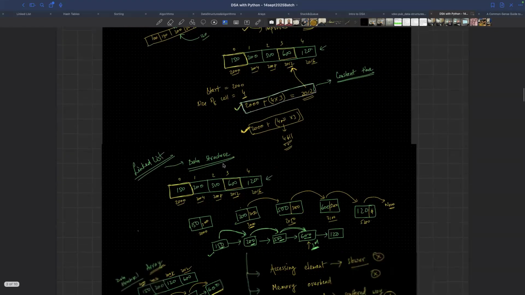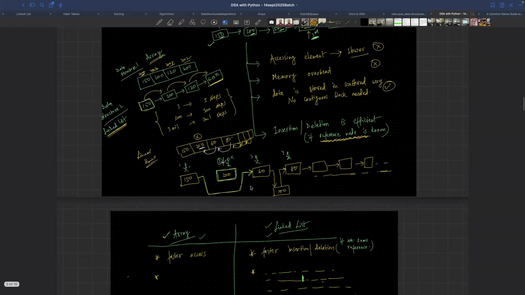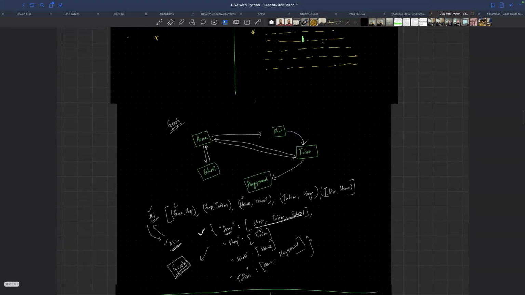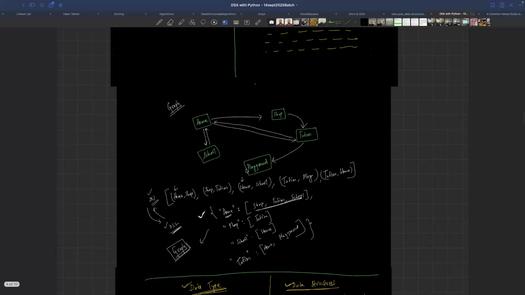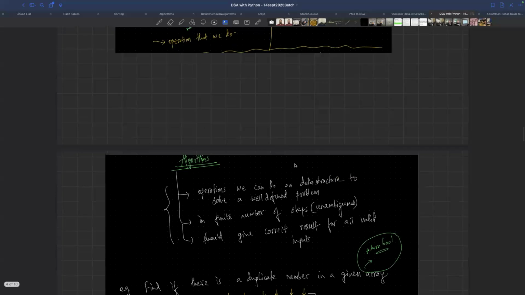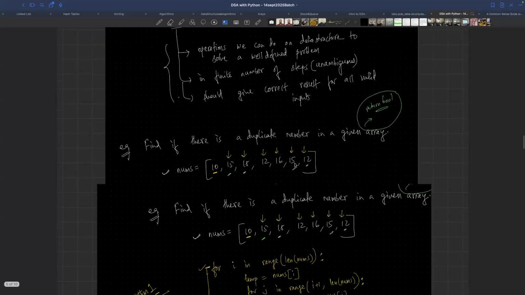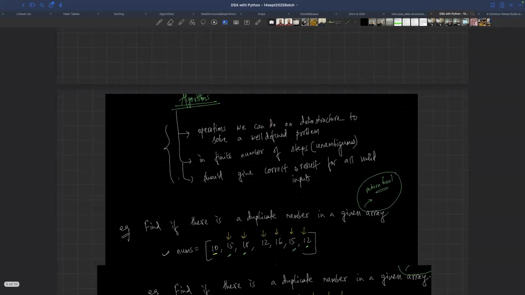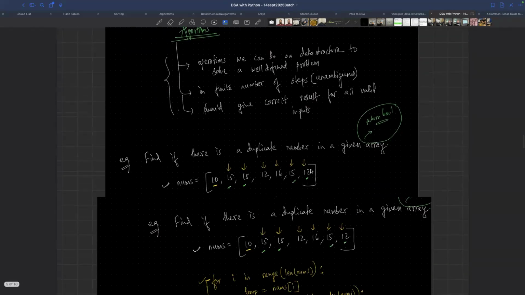more suitable. In the same line, we also took some understanding of the graph data structure and how the same data can be organized in different ways. Again, depending on our use case, we will make a choice of a proper data structure. And how will we do that? We'll do that with our understanding of time complexity and space complexity. We also understood about algorithms, right? Algorithms are operations we can do on a data structure to solve a well-defined problem in a finite number of unambiguous steps.